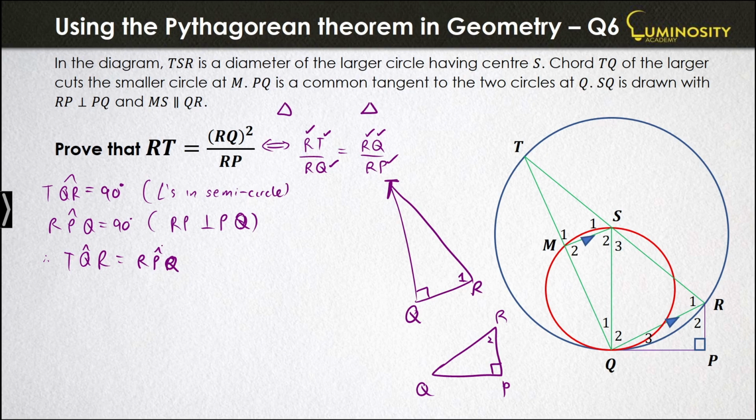We need to figure out the order in which we write the two triangles. Since Q is the 90 degree angle here and P is the 90 degree angle here, that's going to be the middle letter. So we need to figure out which other two angles are going to be equal to each other. I want to notice angle Q3 here.